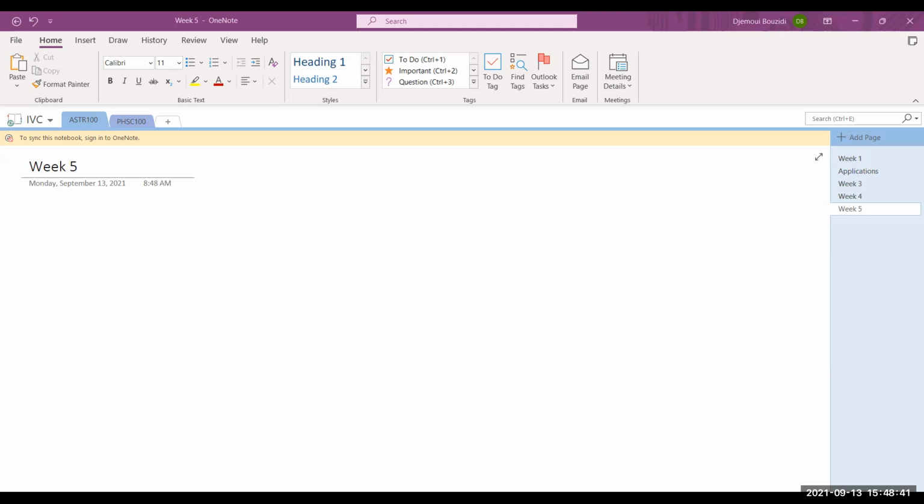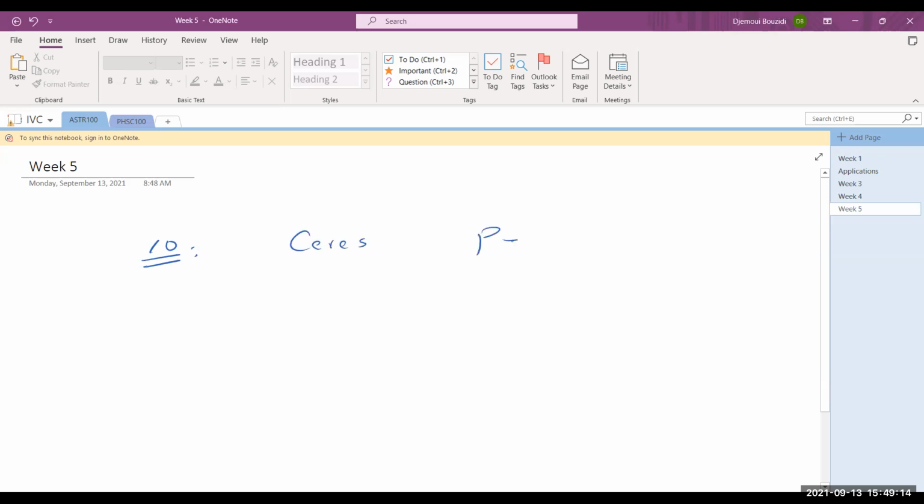Hopefully you have at least Canvas open to this page and you should be able to see the problems. I'm not going to solve them in detail, but I'm going to rely on you to finish the calculations. If you have any questions, please let me know. I'm going to talk briefly about each and every one of those problems. So, problem 10.